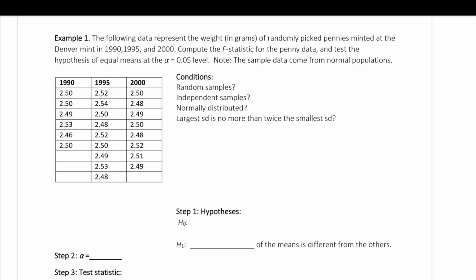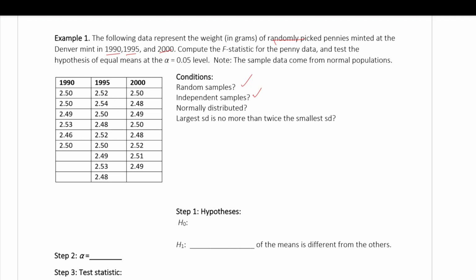All right, so let's just run down the conditions here. Do we have random samples? Yeah, they were picked randomly, so yep. Are they independent? Yeah, they were created in different years, right? And also they were picked randomly, so that also covers independence.